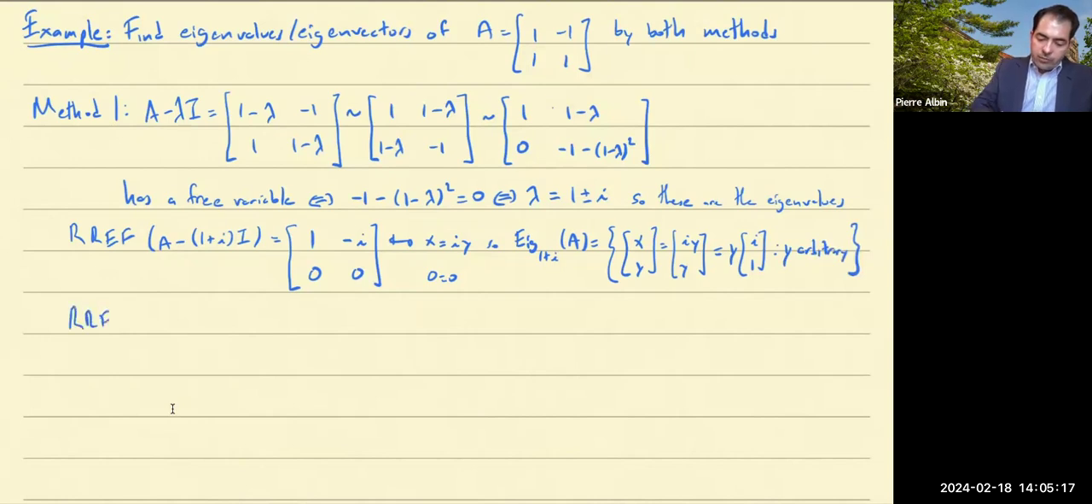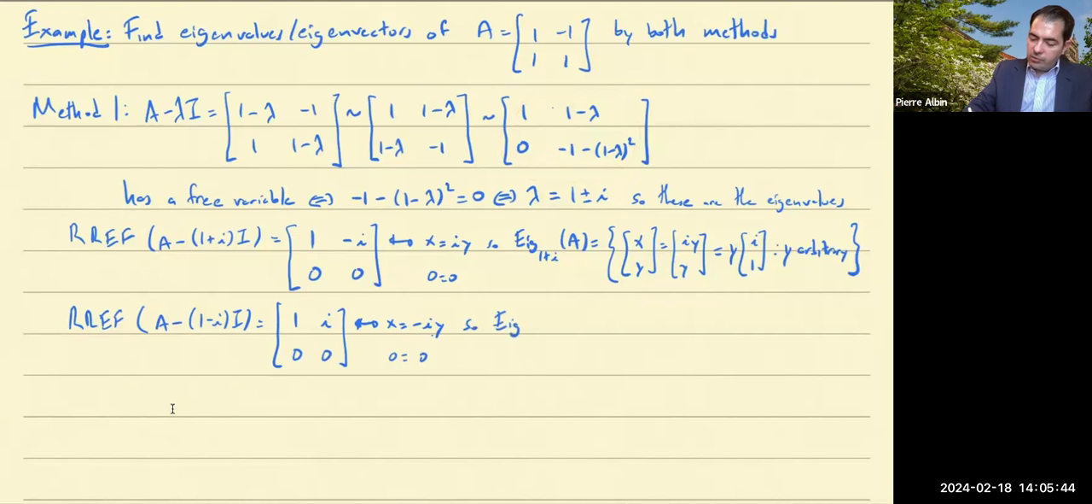The reduced row echelon form of A minus (1 minus i) times the identity. Right? Again, I just need to plug 1 minus i into this expression. So I get this matrix. If I translate this to equations and write the pivot variable in terms of the free variable, I end up with x equals minus iy.